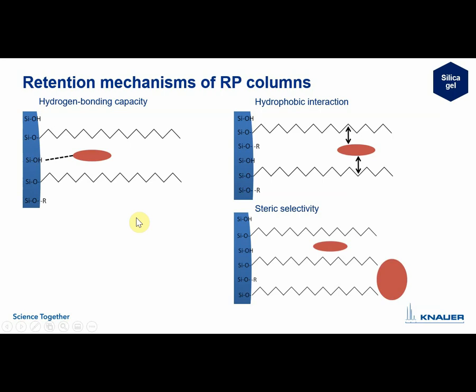Or you have a mixture of analytes in your sample that need both. So some are really polar, some are more unpolar, and you can analyze both of them with these reversed phase columns that still have a little polar interaction here. So this is something that also characterizes your reversed phase column.